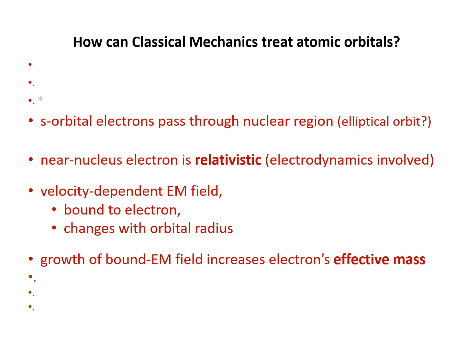The s orbital electrons pass through the nuclear region on an elliptical orbit, modified. The near nucleus electron is relativistic. Electrodynamics are involved here. The velocity-dependent electromagnetic field is bound to the electron. It changes with orbital radius. Growth of the bound electromagnetic field increases the electron's effective mass.